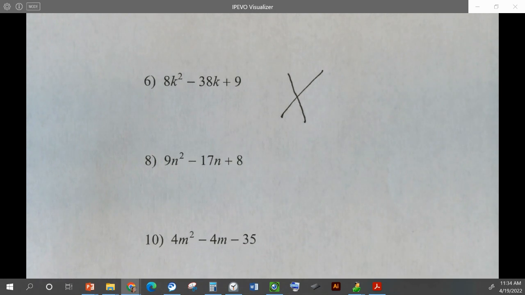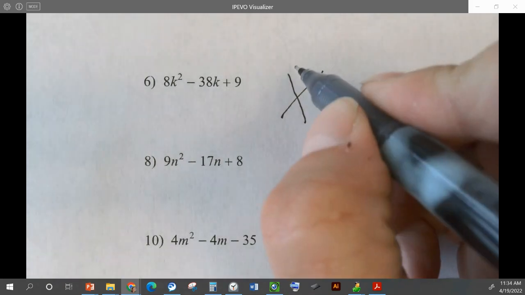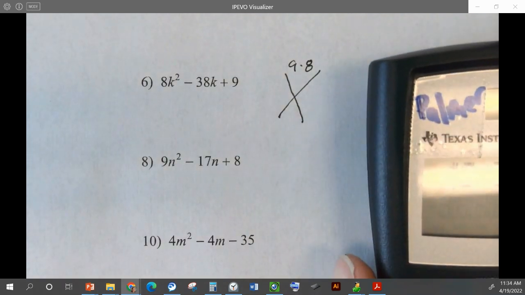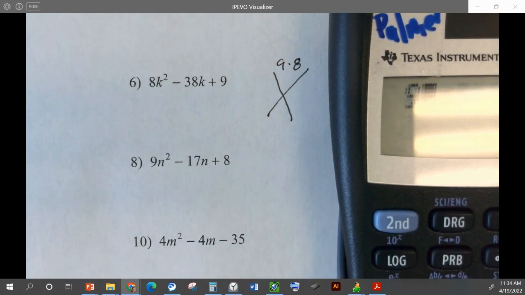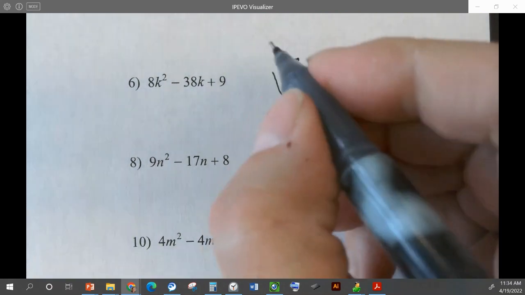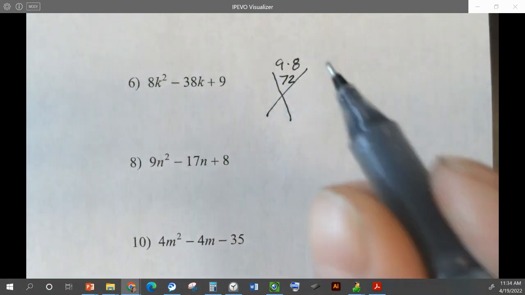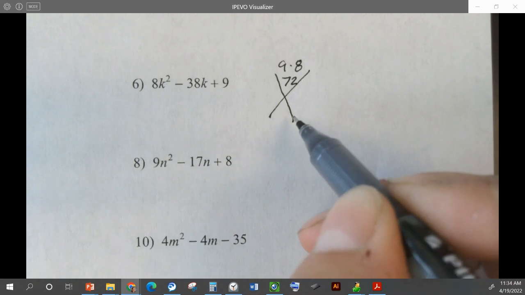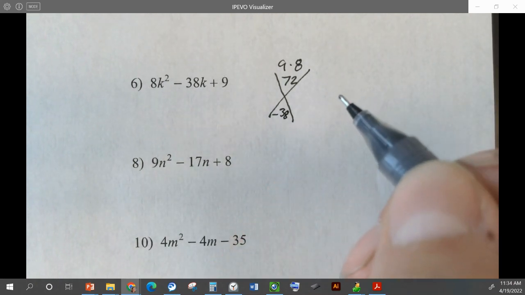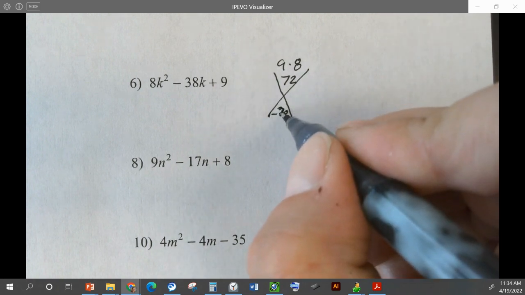You had a minute to think about that. What goes on the top of our x here? Good. 9 times 8. What is that? And if we don't know, we can use our calculator. So that's 72. So 72 needs to go on the top. And then what needs to go down here on the bottom? Good. Negative 38. Good. Bring your sign. That doesn't look like 38, but it is.